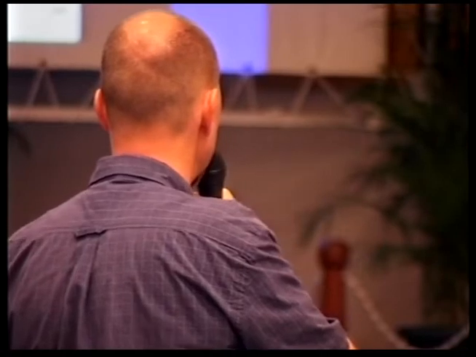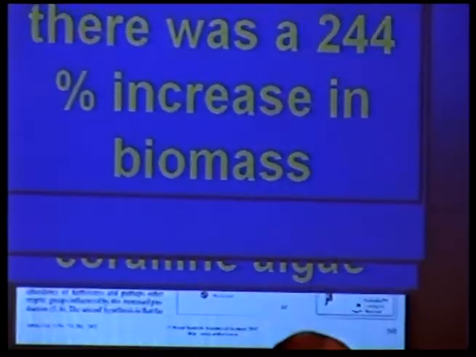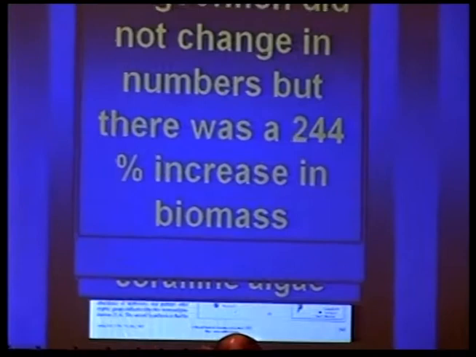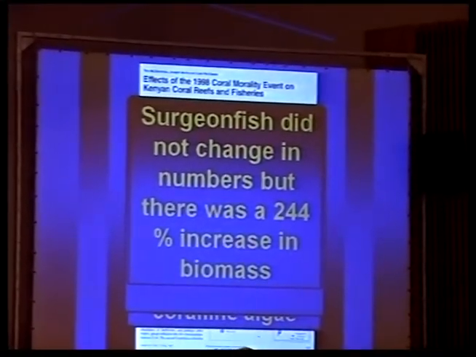They also detected a decrease in butterflyfishes, many being coralivores, feeding on corals, as well as other species. Interestingly enough, they saw that surgeonfish, which is a family where you find a lot of herbivores, algae feeders, didn't really change in numbers, but there was a 244% increase in biomass. What Tim did in this study was to look at both sanctuaries and non-protected areas. These figures are just from the sanctuaries.